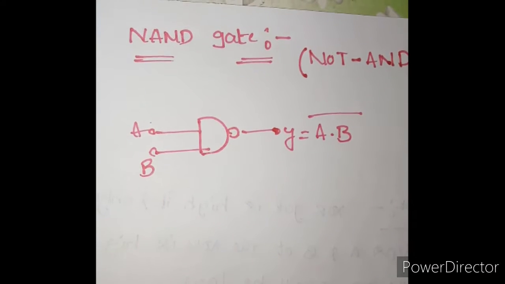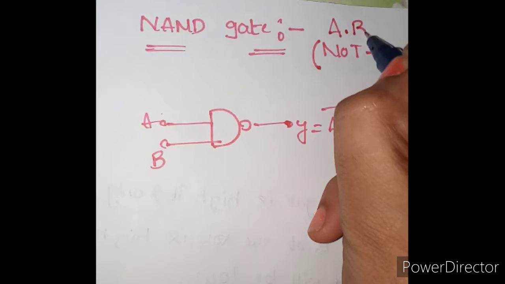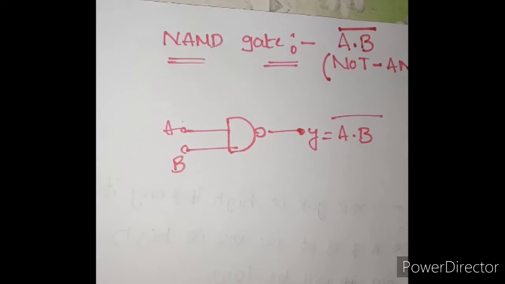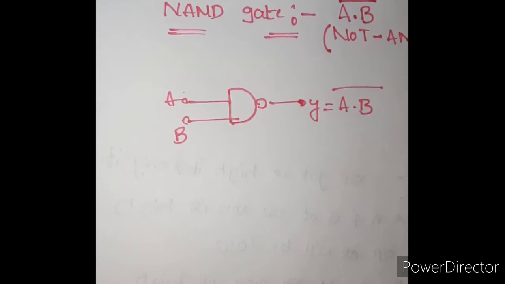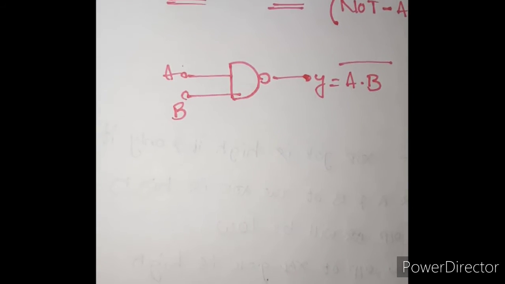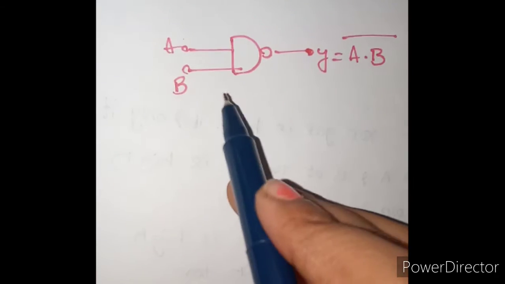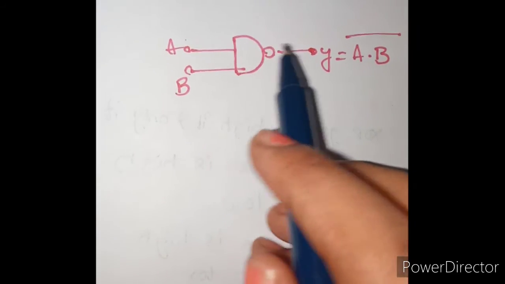Which is represented by A dot B, whole bar. It has 2 or more inputs but only 1 output, which is a complement of the AND product of all inputs. See here, this is the basic symbol of the NAND gate.